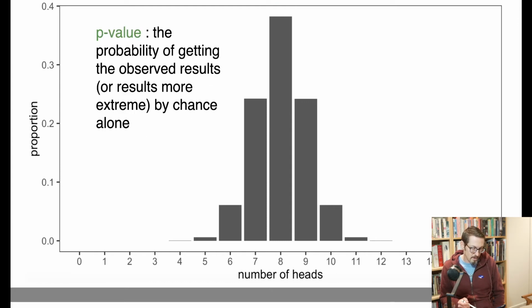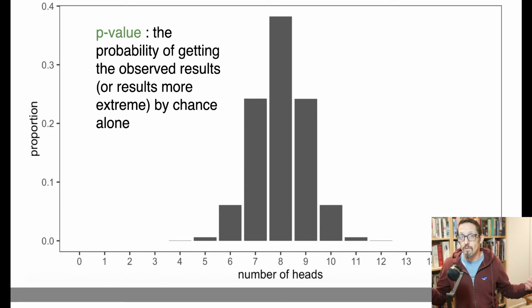So when we say the p-value is something, what we're looking at is the probability of getting these results or weirder results just by chance alone. So we're going to do 2 sets of 16 coin flips. And we get 8 one run, and we get 14 the next run.